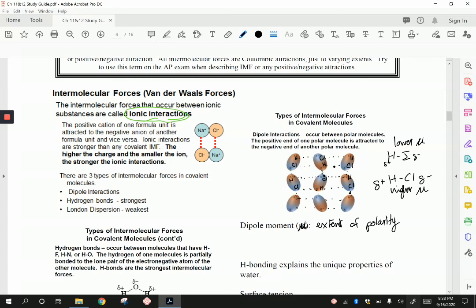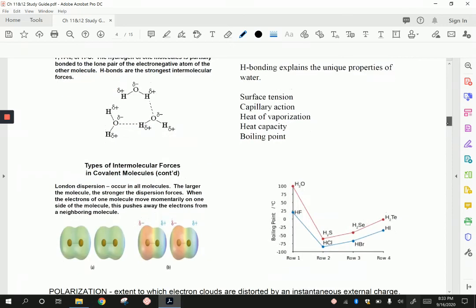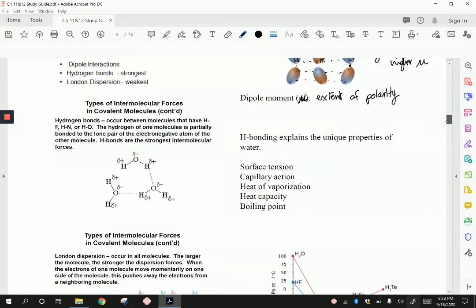Okay, so we got dipole interactions. Let's look at hydrogen bonding next. So hydrogen bonding occurs in polar molecules as well. It's a special type of dipole. It's a stronger type of dipole. So it occurs in molecules that are polar, but only the ones that have an HF, HN, or HO. The reason why it's hydrogen bonded to a fluorine, a nitrogen, or an oxygen is because fluorine, nitrogen, and oxygen are the most electronegative atoms on the periodic table.